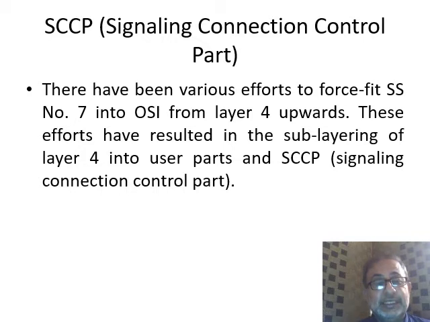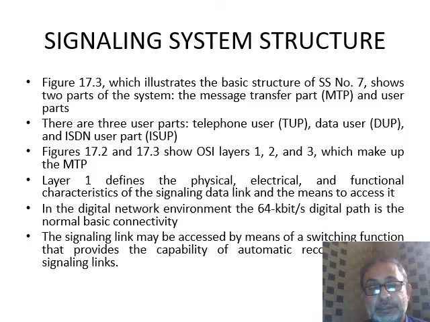So, what is SCCP? Signaling connection control part. Actually, what we have done is that we have tried to force fit the signaling system number 7 to OSI from layer 4 onwards. So we need to have sub-layering in the layer 4, which includes the signaling connection control part and the user parts also. What are the user parts? User parts are the data user part, telephony user part, and the ISDN user part.